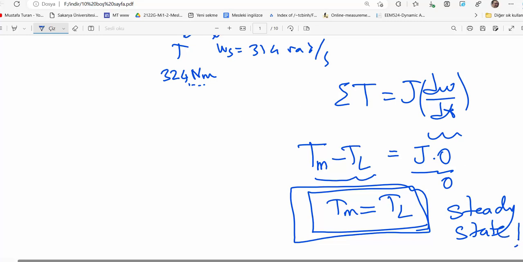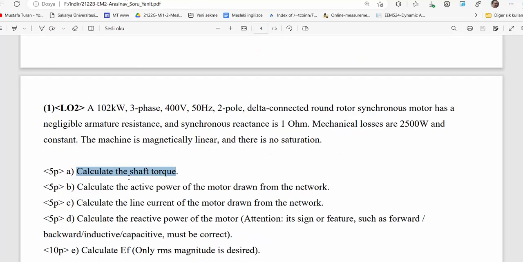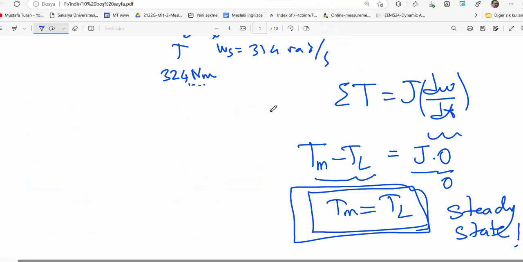Okay. We have calculated the first question. We have just calculated shaft torque. Let's continue. Calculate the active power of motor drawn from the network. To answer this question, you should remember the power balance equation.